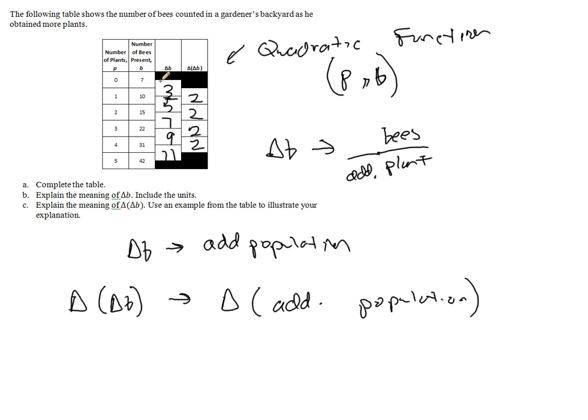But the amount of additional population is increasing. So it doesn't only increase by 3 bees per plant, but then it increases by 5 bees per plant, which is 2 more bees per plant. So we could say that this represents the bees per additional plant. So the number of additional bees that you get increases depending on how many plants you already have and how many plants you're going to add.